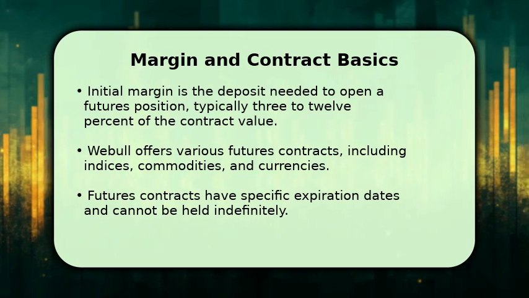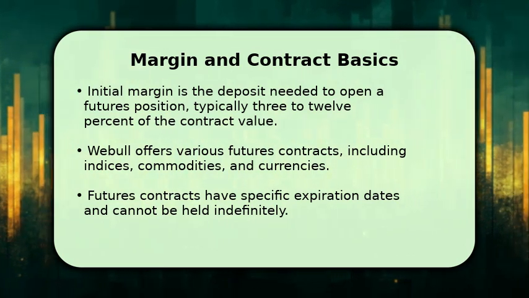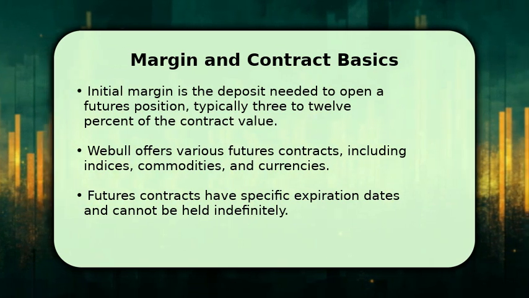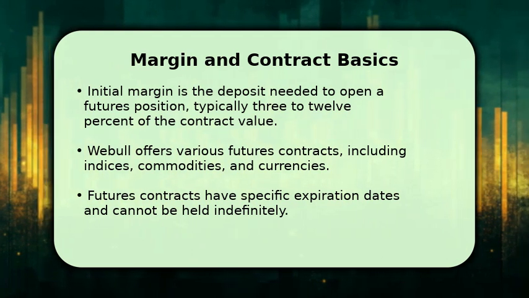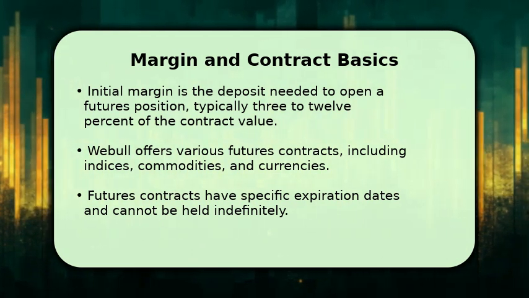Understanding margin and contract types is crucial for futures trading. The initial margin is the amount you must deposit to open a futures position, usually ranging from 3 to 12% of the contract's total value.